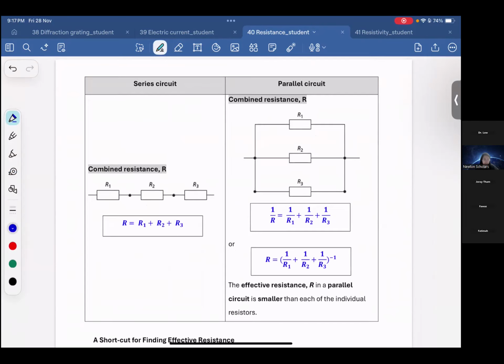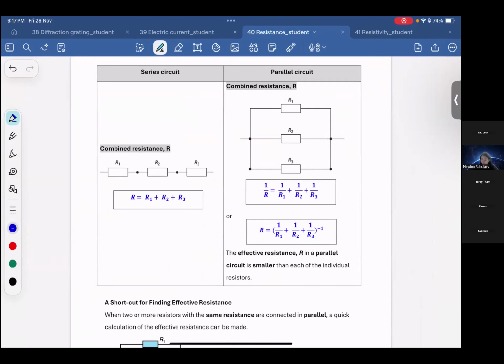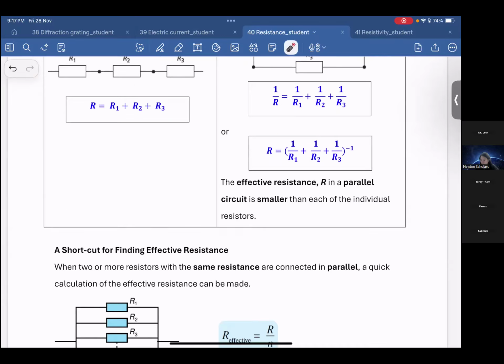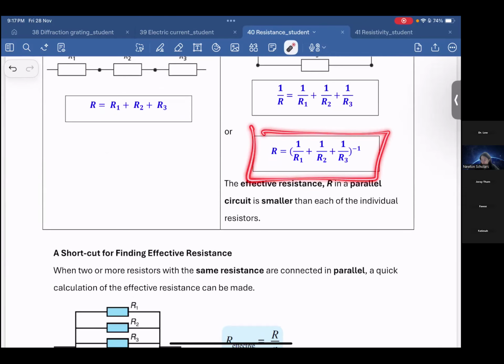Resistance. We just recall: series, we add it up together. Parallel, then we have 1 over R1 plus 1 over R2 plus 1 over R3. I do not encourage my students to use this, because at the end they always forget to turn it upside down. They will always forget one more step. So I normally ask them to write it this way, to remind themselves to inverse it back, change it upside down.